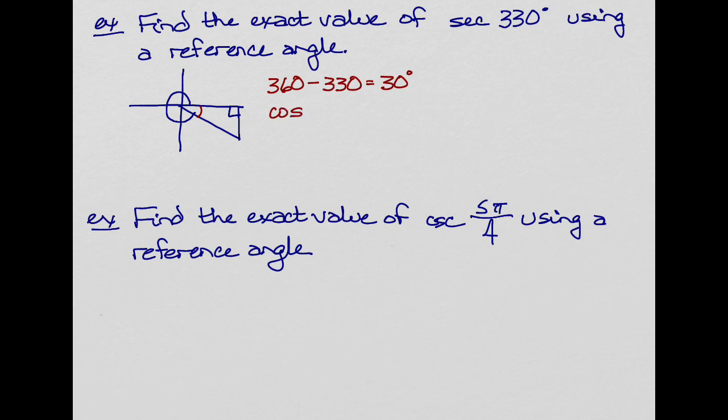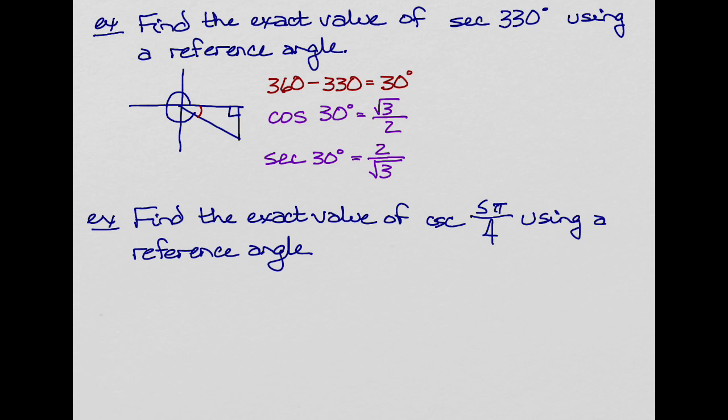The cosine of 30 degrees is root 3 over 2. The secant is its reciprocal, so that means the secant of 30 degrees is 2 over root 3. If it bothers you, you can rationalize that and get 2 root 3 over 3. I'm not going to. You don't have to. I trust that you could if you felt like it.